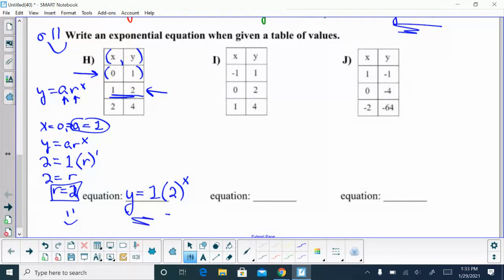So stay tuned, we'll work I and j out next.